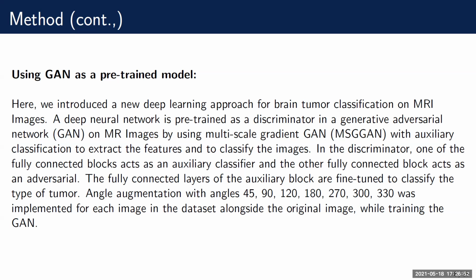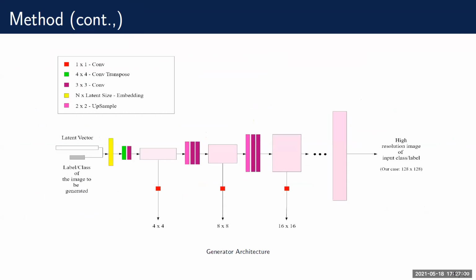While training the GAN, I used angle augmentations like 40, 90, 120. These are the different angles of augmentation I have used for the original image. As I said, this GAN is similar to a normal GAN but with slight changes. Mostly it's like MSG GAN, but there are some changes in the output. One of the fully connected layers is the auxiliary classifier, which I have added.